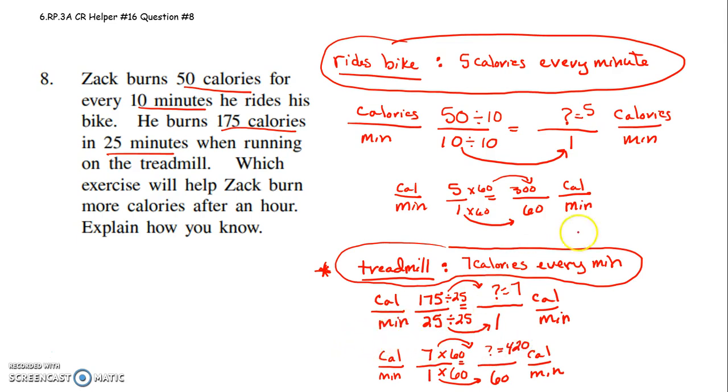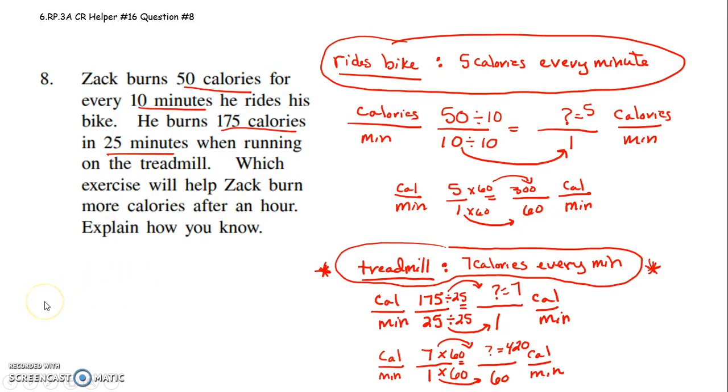And the only reason I broke them both down to a unit rate was to make the math a little bit easier. If I had jumped right from here and tried to get 25 to 60, you might have a hard time knowing what to multiply 25 by to get to 60. So I chose a unit rate first, telling how many per minute, and after that it's fairly easy to multiply by 60, and that'll tell you how many calories in an hour or 60 minutes.